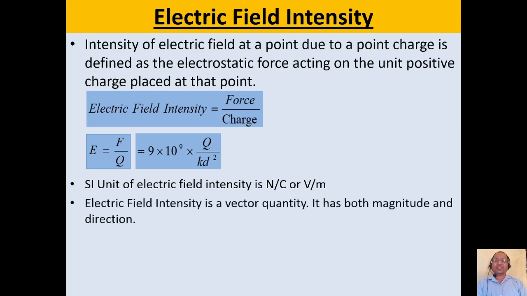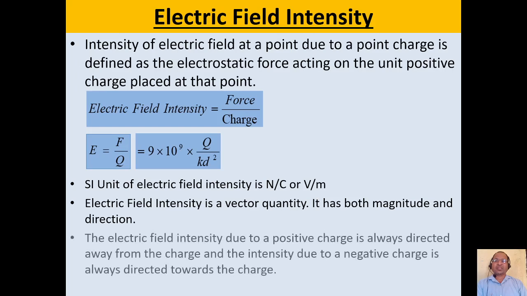Electric field intensity is a vector quantity. It has both magnitude and direction. The electric field intensity due to a positive point charge is always directed away from the charge, and the intensity due to a negative charge is always directed towards the charge. This is from Coulomb's inverse square law of electrostatics.